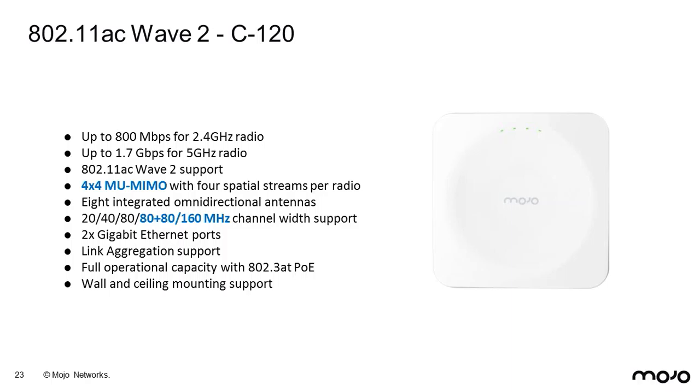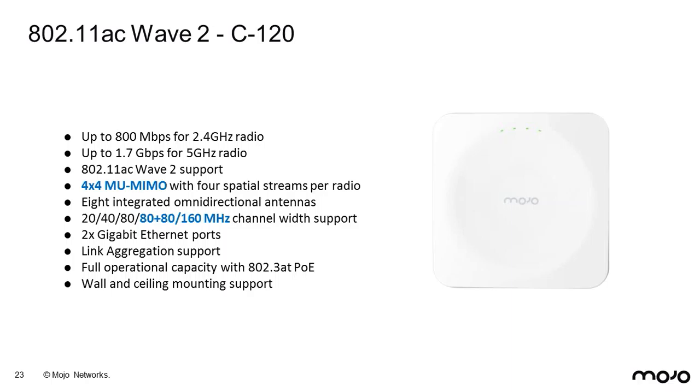The Wave 2 APs from competitors also don't have support for 160 megahertz or 80 plus 80. And again, it's really about future-proofing your network. We have support for that on the C120, so it's something to consider.